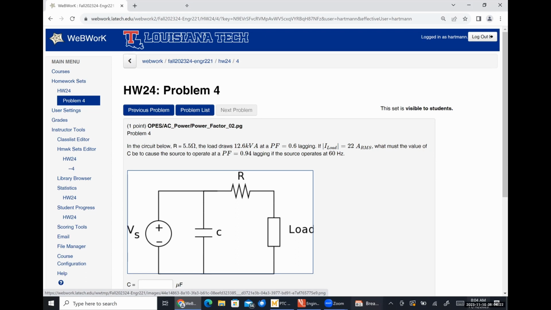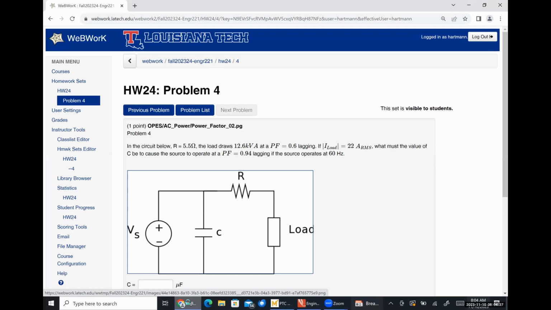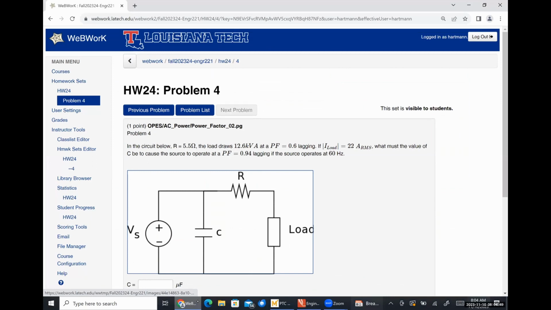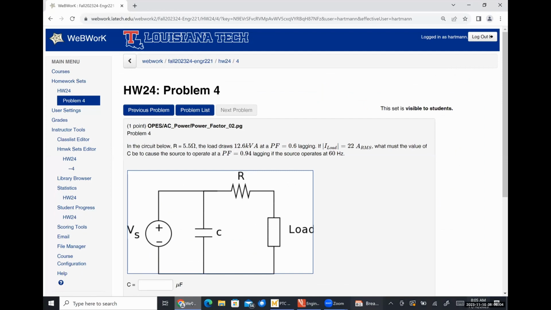All right, so let me redraw the circuit really quickly. So we have a source voltage, which I believe is unspecified, which makes this slightly more difficult. Then we have our capacitor here in parallel with our source. We're trying to find the value of C. We have a 5.5 ohm resistance, at least for my set of numbers. And then we have our load.